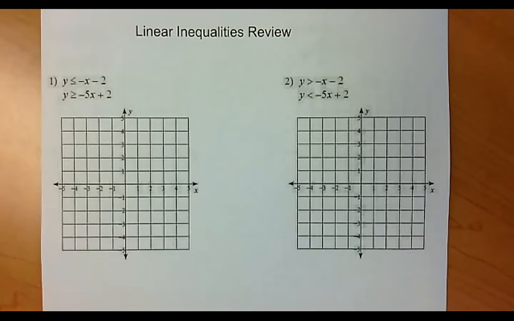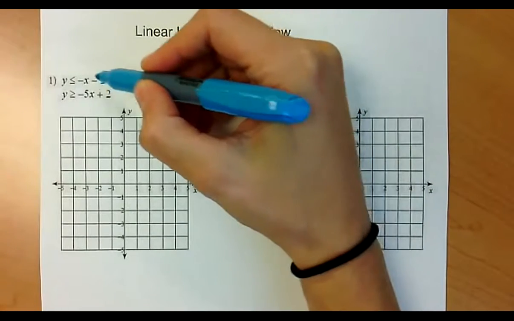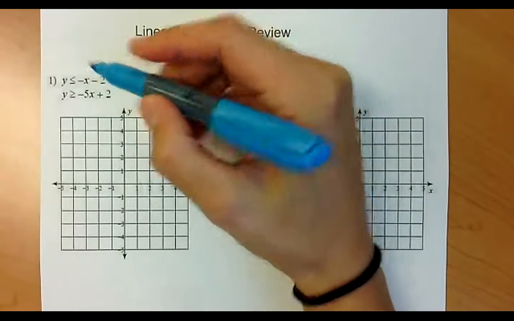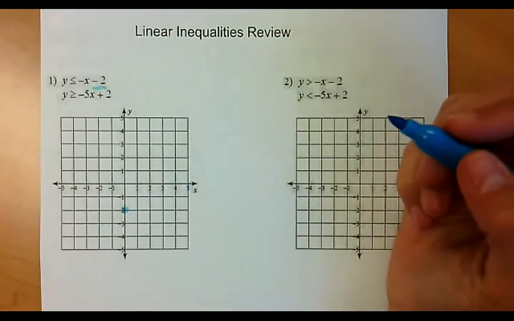So the first thing we want to review is how to graph a line, which we went over last class. So we are always going to plot our y-intercept first. In this case, our y-intercept is -2. Plot that right on my coordinate plane.